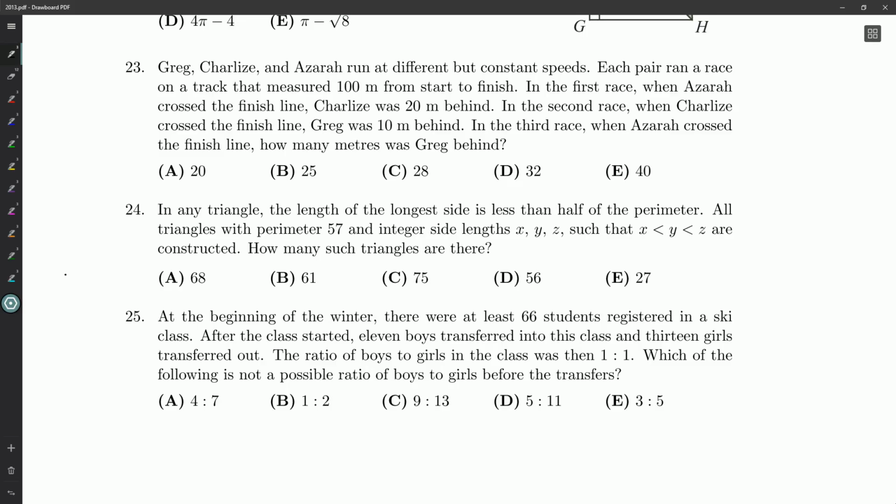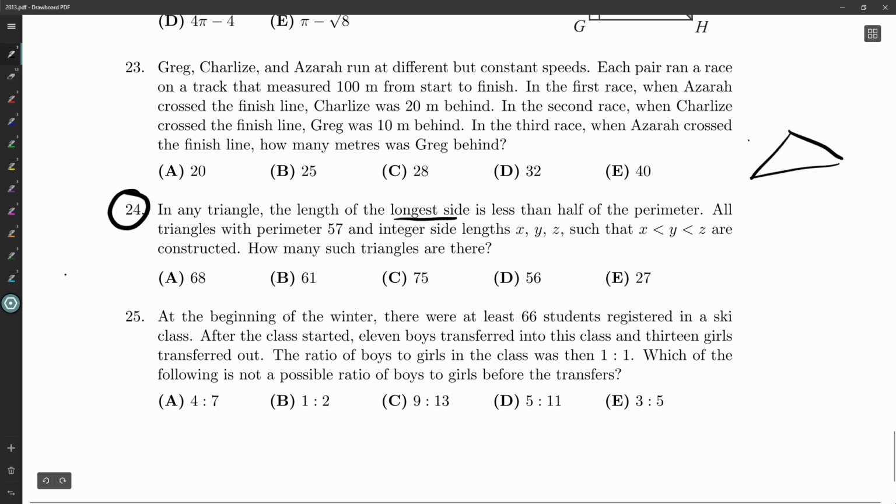We're looking at question number 24 in this video on our 2013 Grade 8 Gauss competition. In any triangle, the length of the longest side is less than half of the perimeter. So this is true. In fact, in order to make a triangle, all you need are three sides. Of course, you knew that.